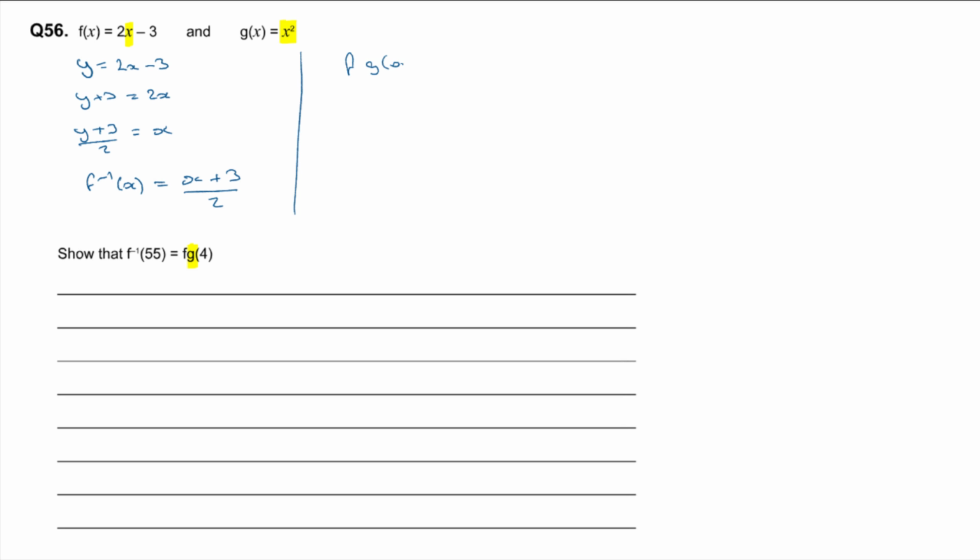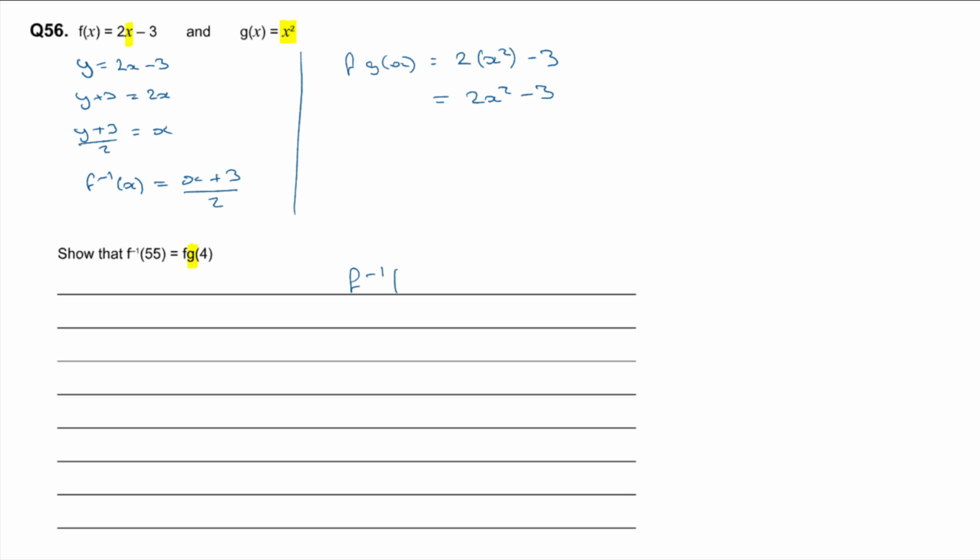So f of g of x is going to be 2 lots of x squared minus 3, which is just 2x squared minus 3, isn't it? It wasn't too bad. So now we've got those two expressions. We know what f to the minus 1 of x is, and we know what f of g of x is. We can then evaluate these two things, can't we? So let's do the inverse one first.